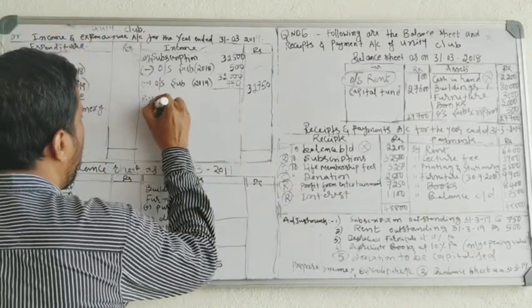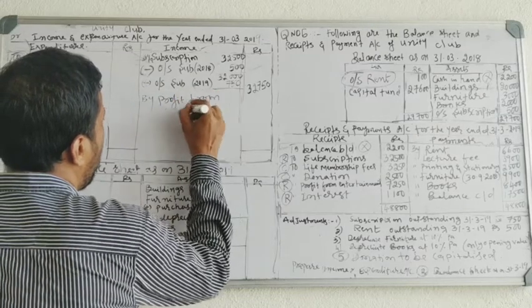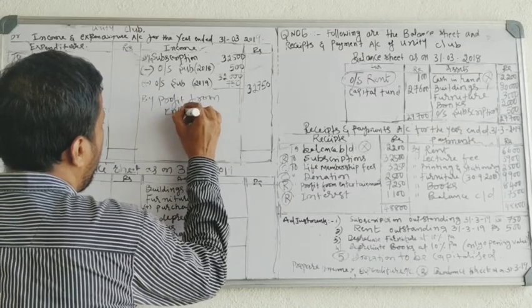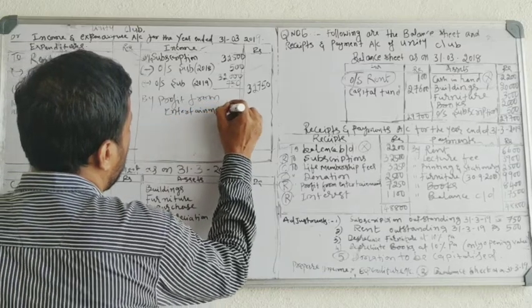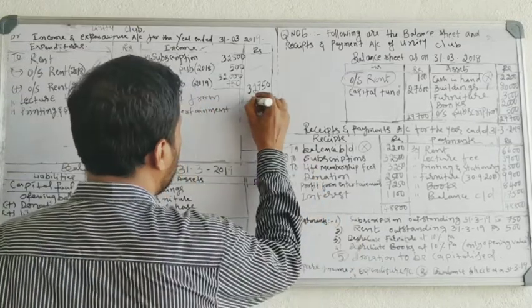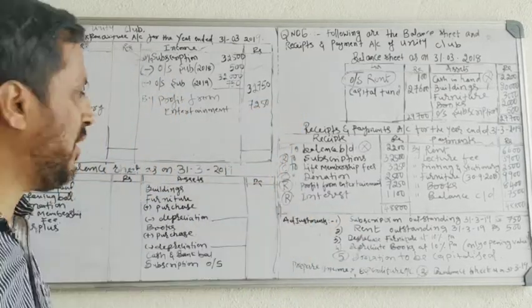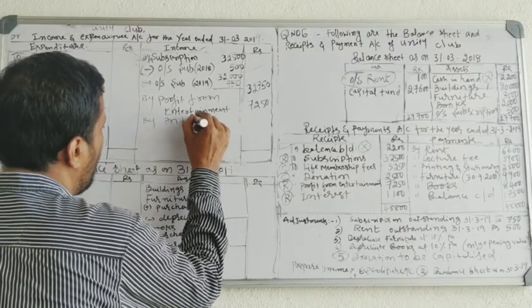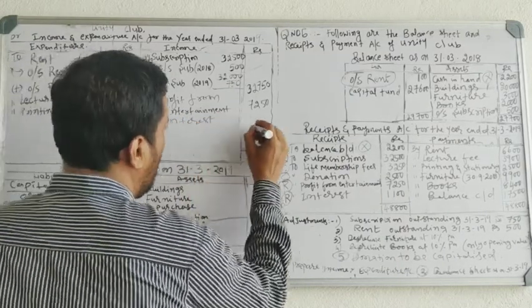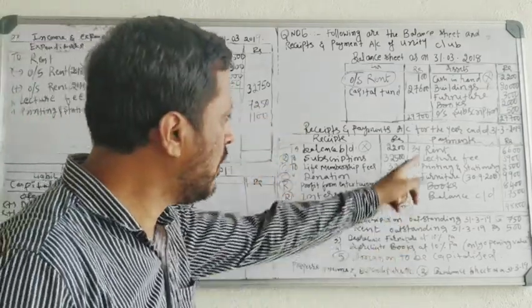By profit from entertainment, amount is 7,250. Then interest is also a revenue receipt, 1,100. So receipts are over. Go to the payment side.